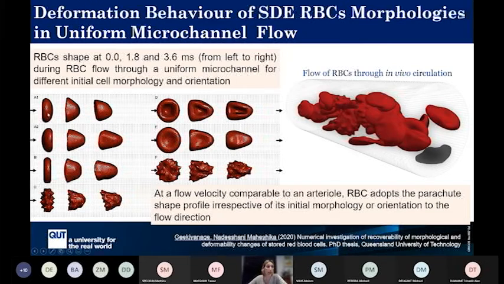And so what we have again is all the different morphologies that we can think of, flowing them in a straight microchannel. And what we see is that no matter the shape or morphology of the red blood cell, they all take this parachute-like shape after a while.